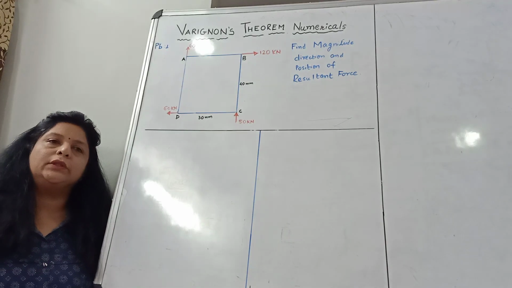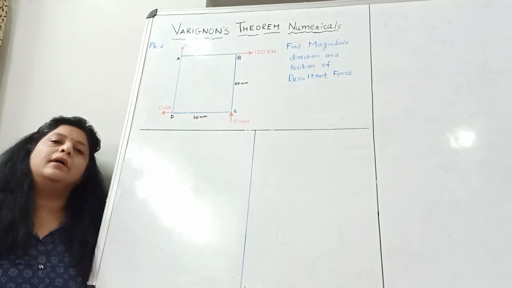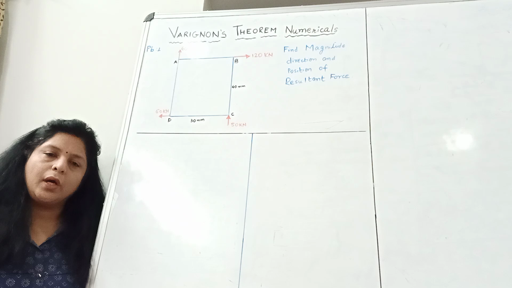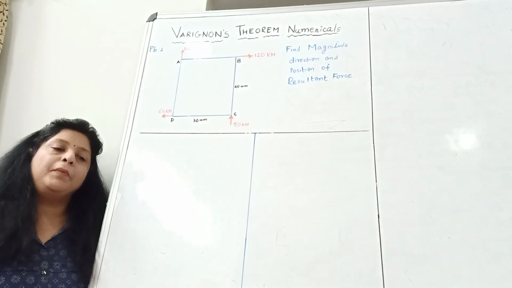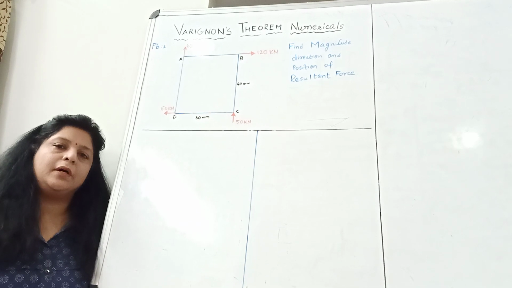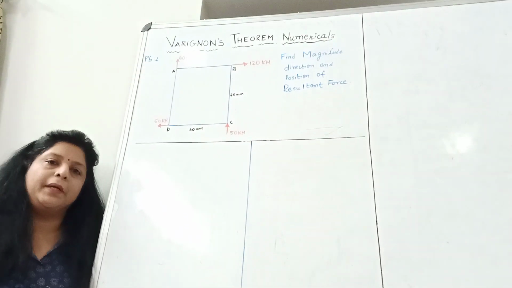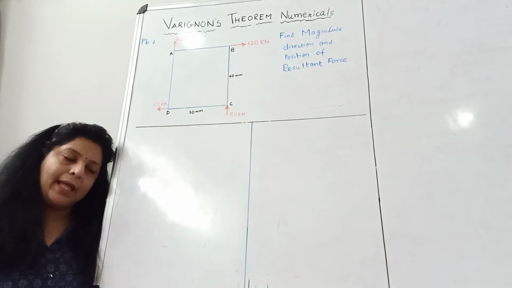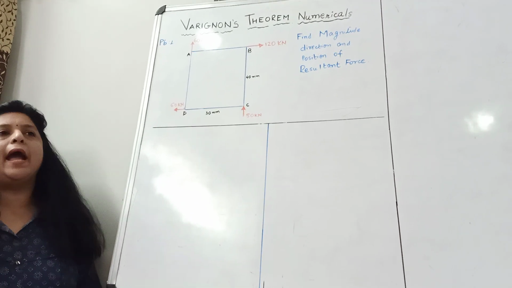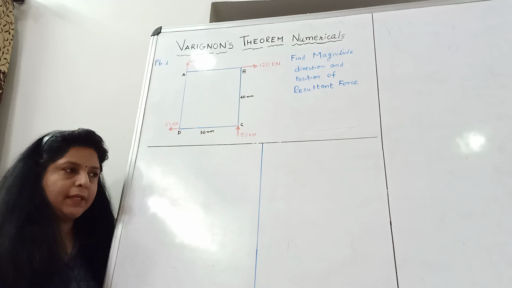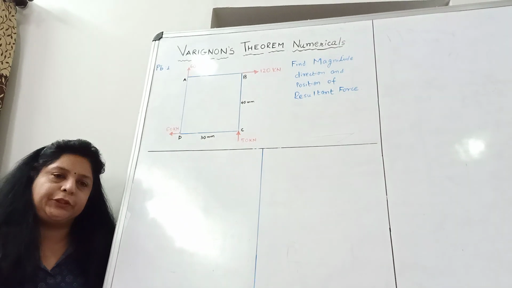Varignon's theorem states that when coplanar non-concurrent forces are acting on a system, then the moment of each force about a point is equal to the moment of the resultant about that same point. That is the statement of Varignon's theorem, and it is basically used to find out the position.